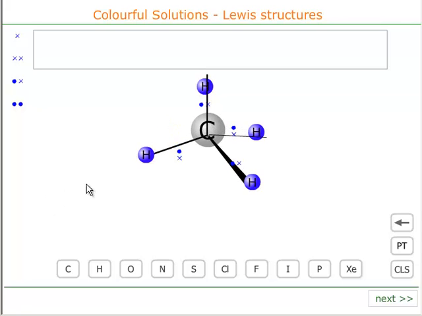I'm having difficulty picking up this electron pair. There we go, far apart as possible. I can't get hold of this hydrogen. There we go. Let's bring this back in.